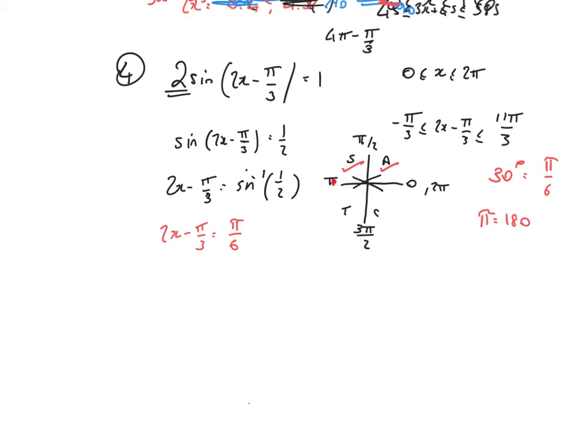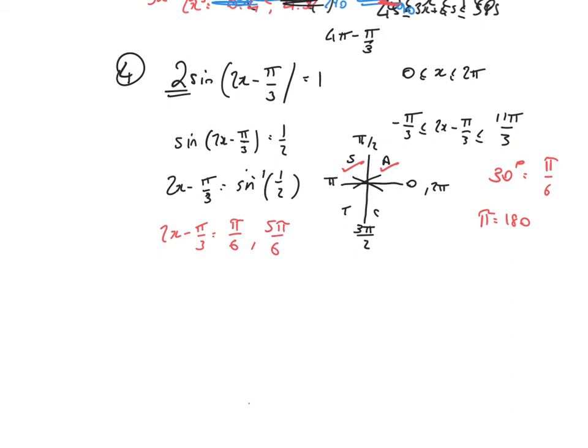Now, what about my solution in the sine quadrant? Well, for the sine quadrant, we're moving backwards from pi, so we're taking away from pi. So you've got a pizza, you eat 1/6 of that pizza. That's 5/6 of the pizza, 5 pi over 6.